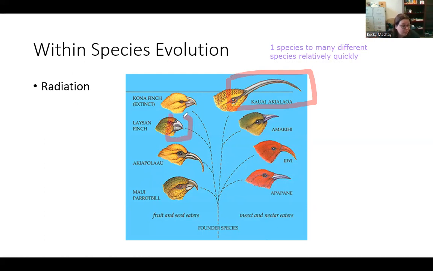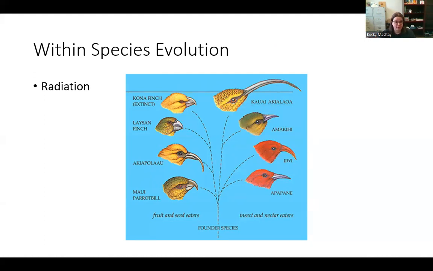This bird with this really big beak eats nuts, and so does this one. This bird eats insects. And so you can see there's all these different beak shapes which allow them to eat and consume many, many, many different things. And because this happened from one species going into many different species fast, we call it species radiation. And that's pretty common, especially on islands.